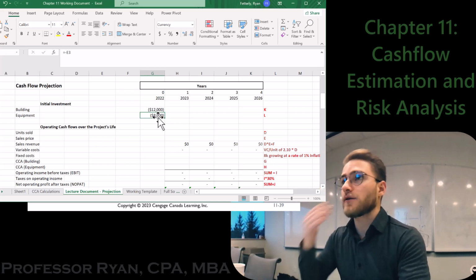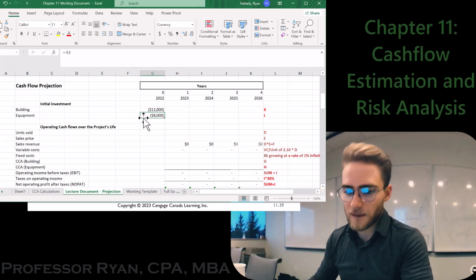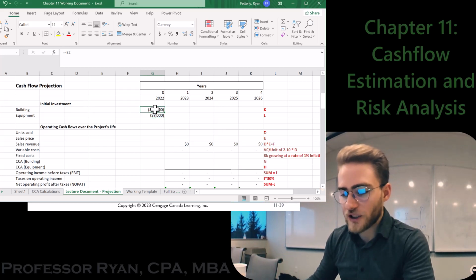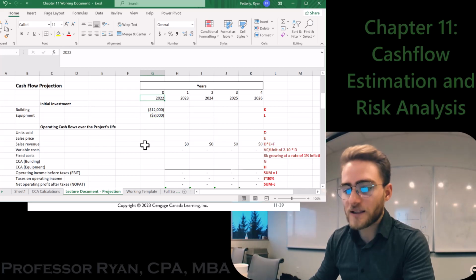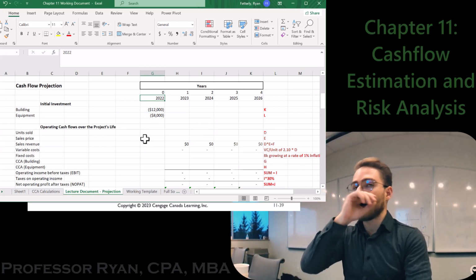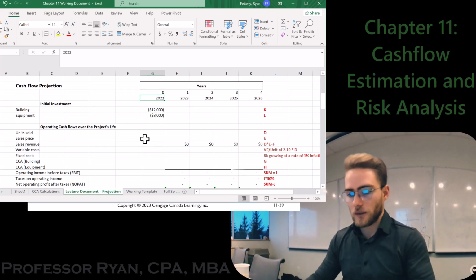We're paying out, therefore it is a negative. This is our initial investment. So we record our initial investment today, which is 2022. Now what we need to do is project basically what this is going to earn.